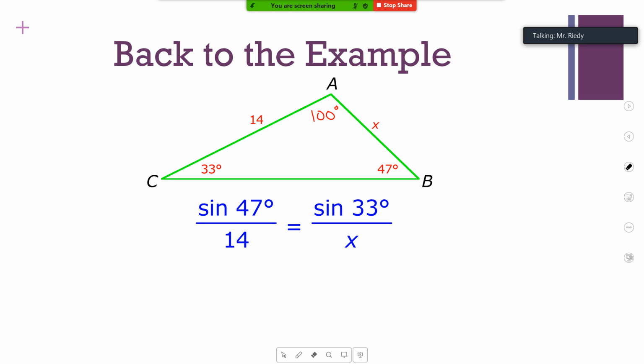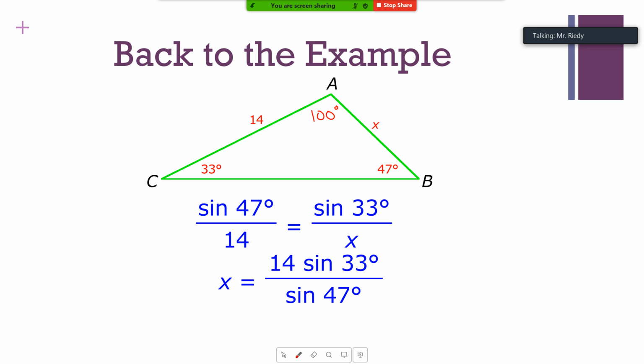Leia, how do I solve this? You would cross multiply. Lovely. Cross multiply, and then divide. So I put 2 steps in there. I guess for some of you that I may have lost you, I would get x times the sine of 47 is equal to 14 times the sine of 33. And then divide by the sine of 47 to get down to that.